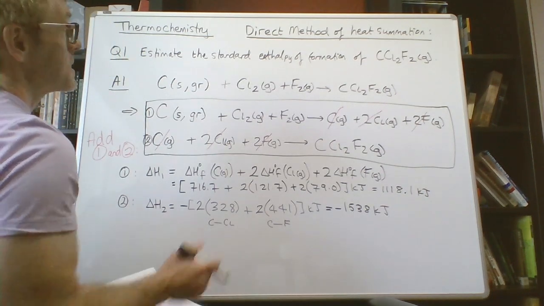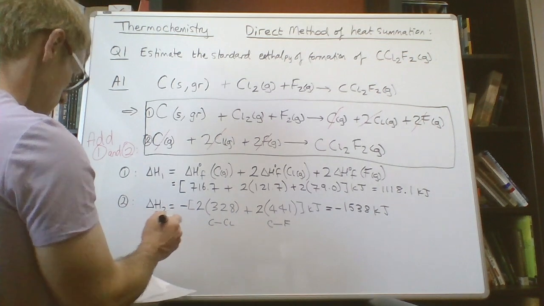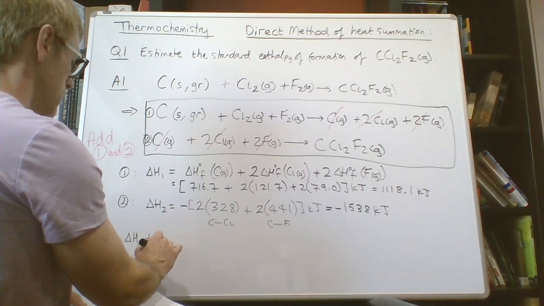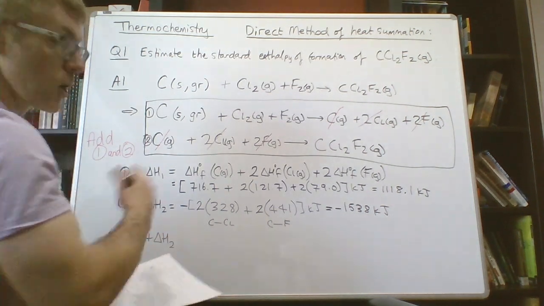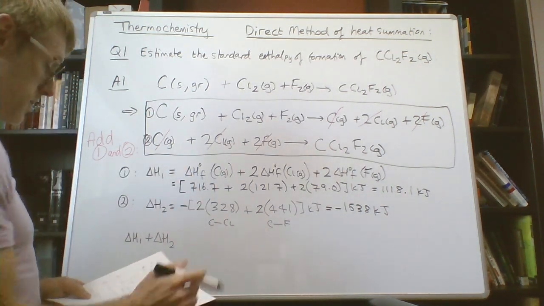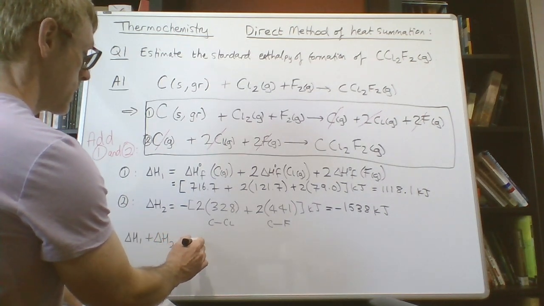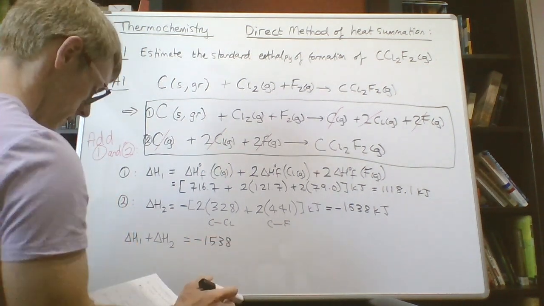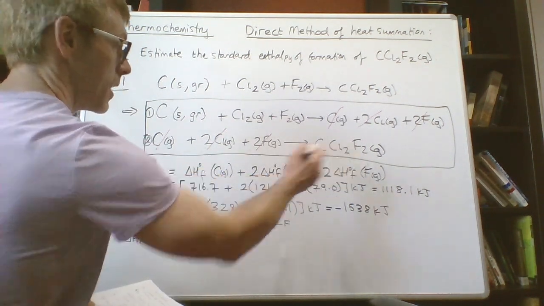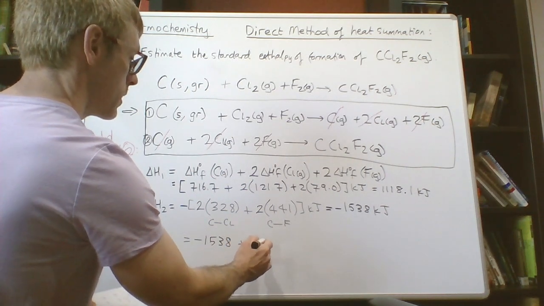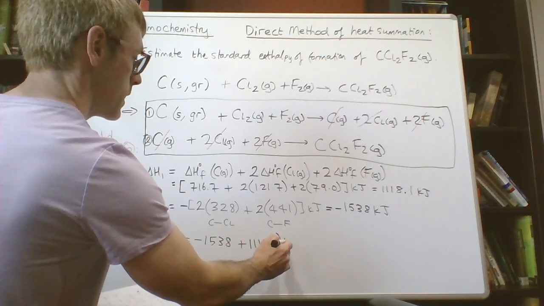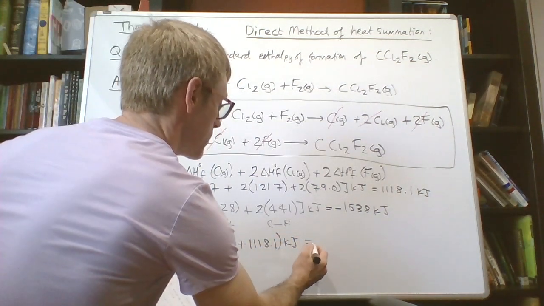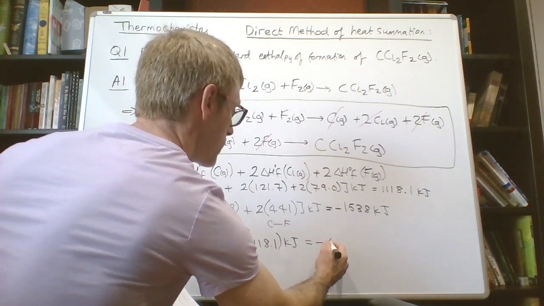Okay, and finally, because it is the direct method of heat summation, I'm going to add them together. So delta H1 plus delta H2 is the overall enthalpy, because I'm adding the heats. So this is going to be negative 1,538 plus our other value, which is 1118.1, and everything is in units of kilojoule. And this gives me negative 419.9.